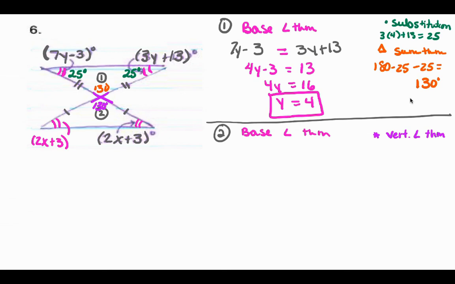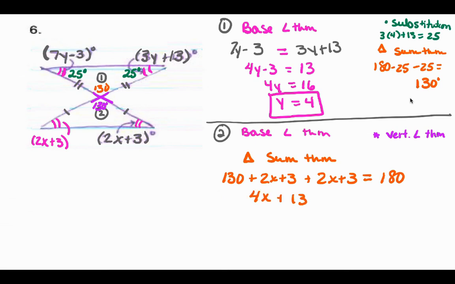And now we can once again do the triangle sum theorem. So in this bottom triangle, we have the 130-degree angle, the 2x plus 3 from the left, and the 2x plus 3 from the right to get our triangle sum of 180. So that's 4x plus 136 equals 180. So our 4x equals 44, and x equals 11.